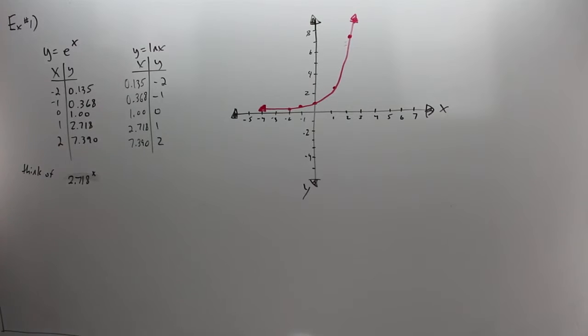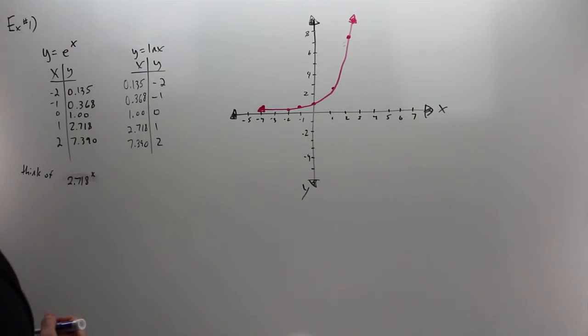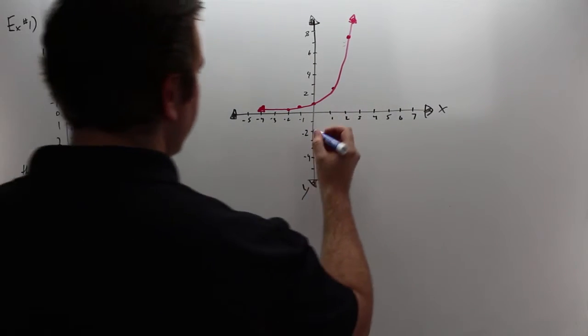Okay, so we got to do our next round here. When x is 0.135, y is -2.